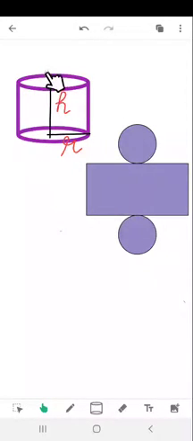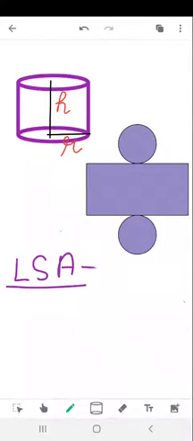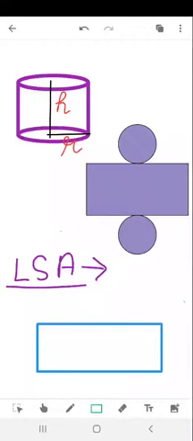So if I cut the cylinder and open it up, what do I get? I get a rectangle. So when I am talking about the lateral surface area of a cylinder, I am just talking about the surface area of this particular rectangle. If I find the area of this rectangle, I will find the lateral surface area of this cylinder. So now look at this.